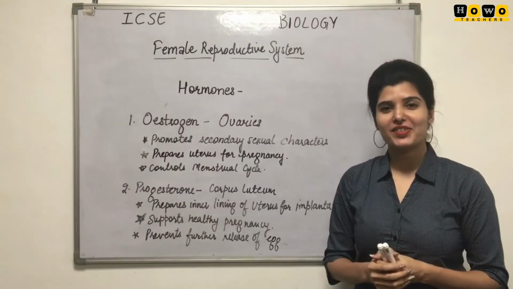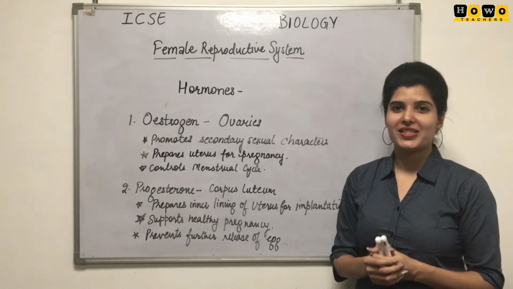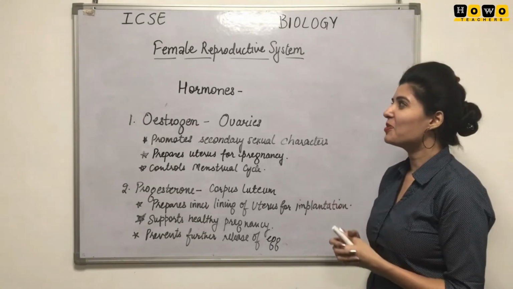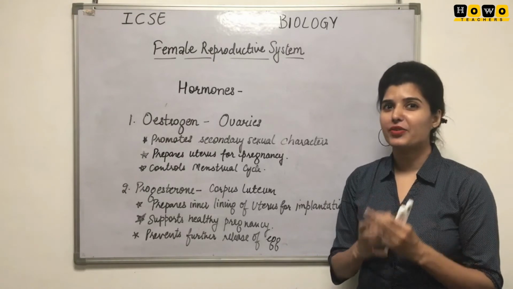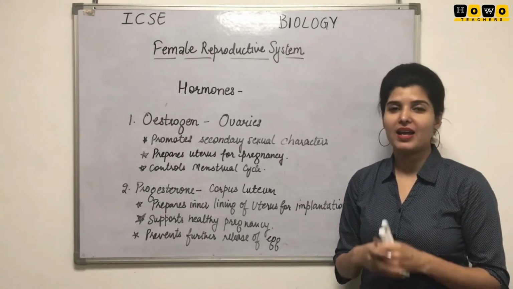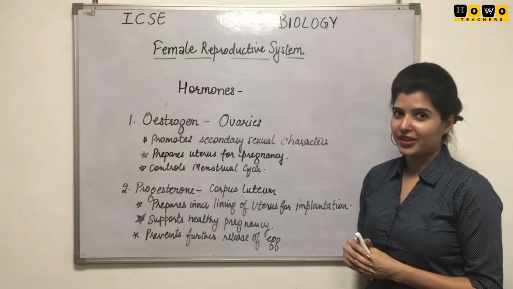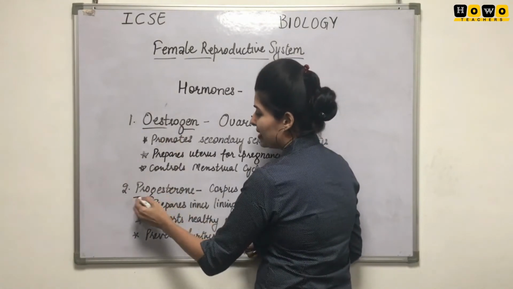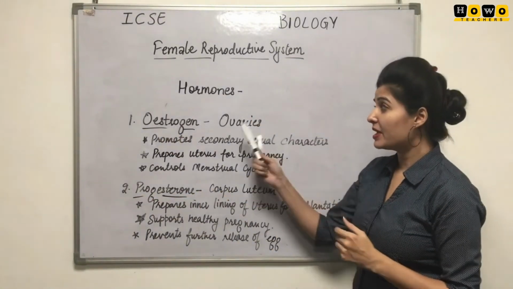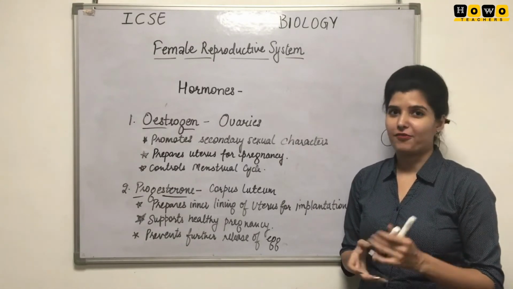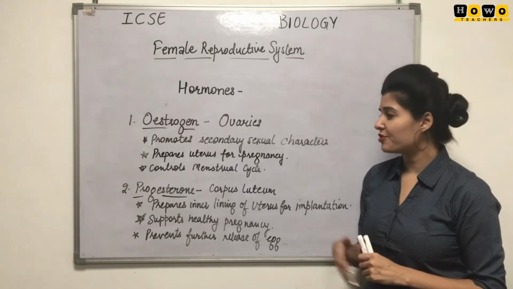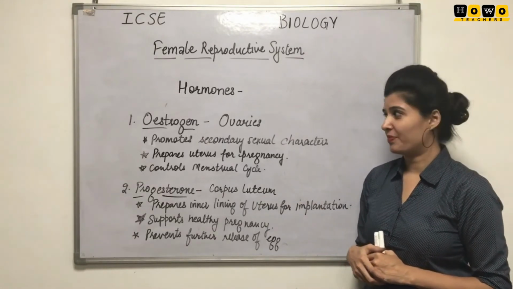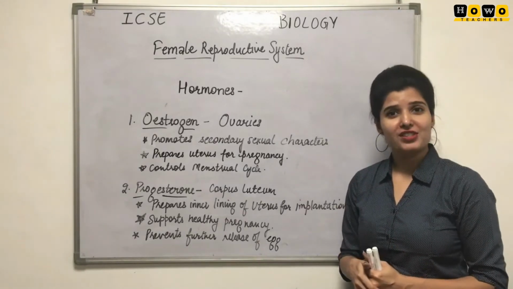Hormones play a major role in the female reproductive system as well as the male reproductive system. So students, let us see the hormones that have a major part in the female reproductive system. The two hormones are estrogen and progesterone. Estrogen is produced by the ovaries themselves, whereas progesterone is produced by the corpus luteum. Just before, we have seen the structure of the corpus luteum, isn't it? Now see what all functions there are.